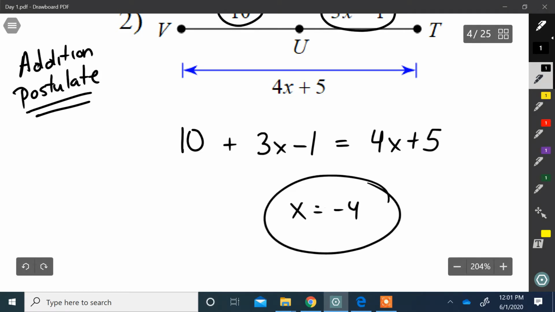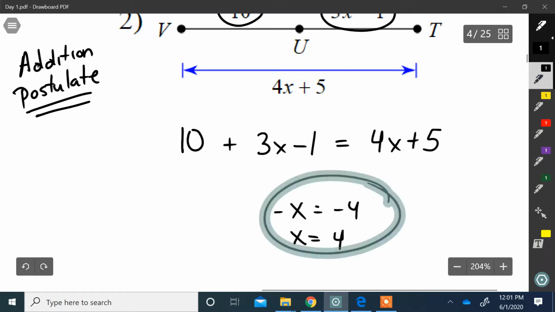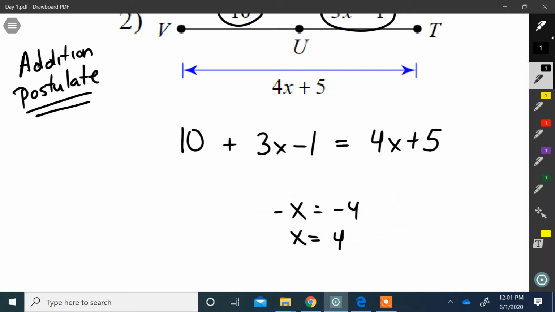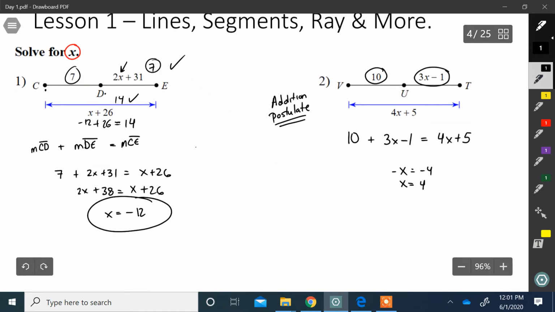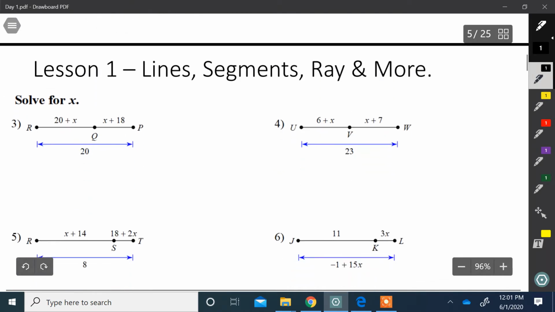Oh, actually, when I bring the 4x over, I get negative x, so it's actually positive 4. Okay, good thing I caught that. Okay, 9. All right, very good. I think I did that correctly. All right, so you should be able to do that pretty easily.